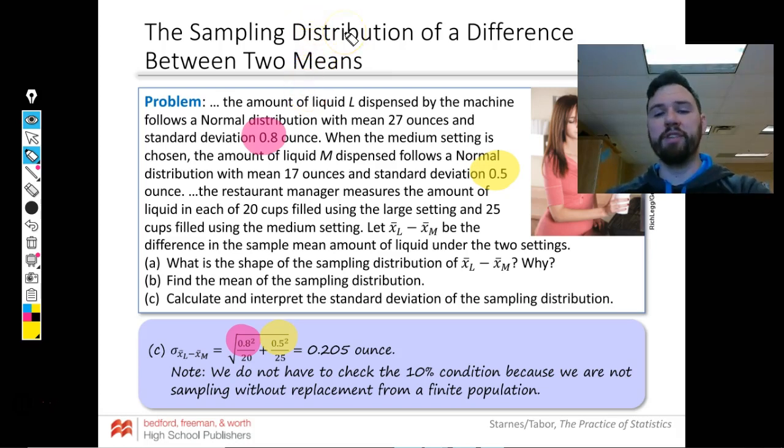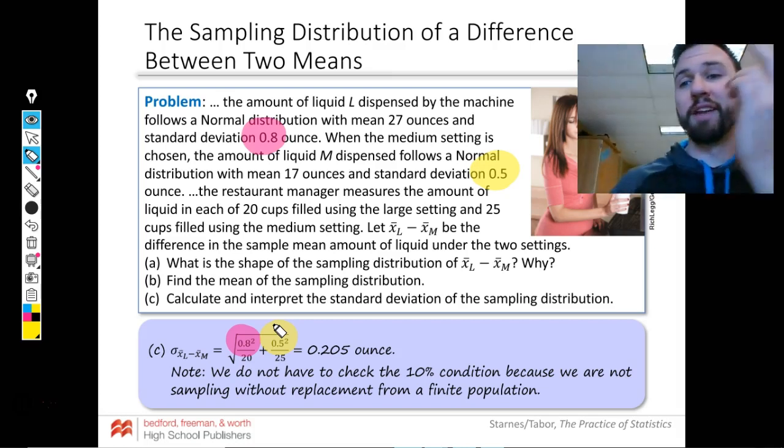And we don't check 10% because we are not sampling without replacement. Okay? There is replacement. Each drink is a separate entity. It does not depend on the drink before. So we don't even have to check 10%. It's been a long time since we had independent samples.